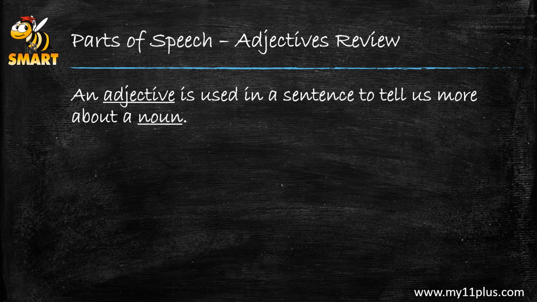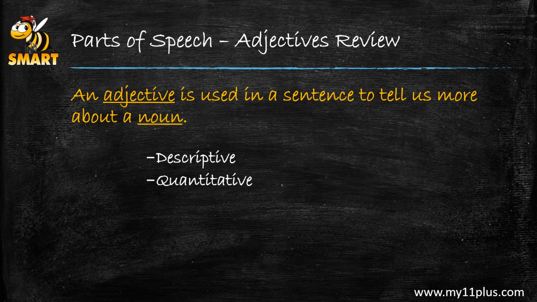So to review what we covered in this video, an adjective is used in a sentence to tell us more about a noun. Okay, and the information that the adjective might tell us about the noun might be giving us some descriptive information like the size, color, or something about the condition of the noun. It can be quantitative information. It can be telling us the number or something about the quantity of the noun. It can be demonstrative when it's used to refer to a specific noun so that we know which noun or which object you're talking about.